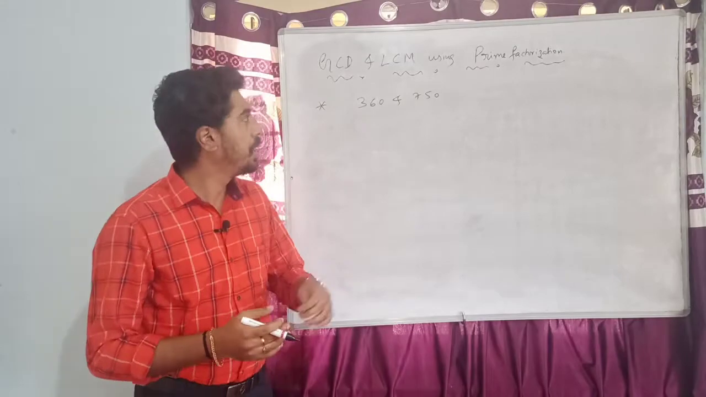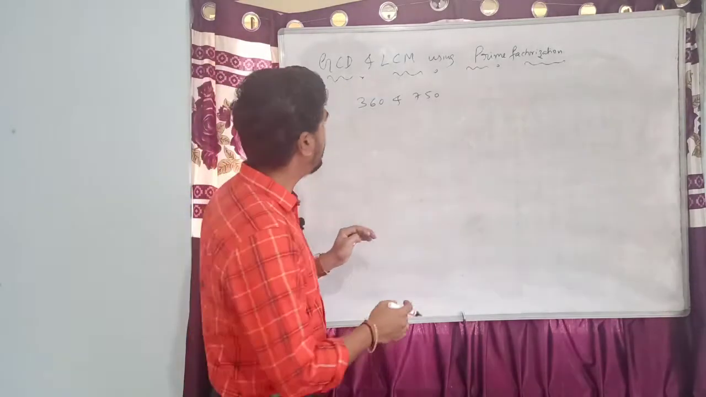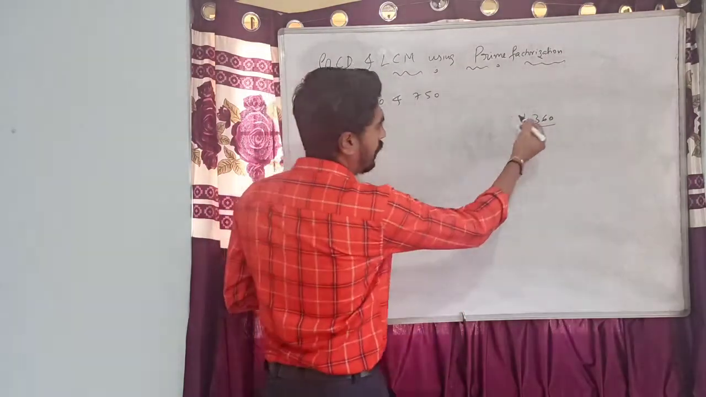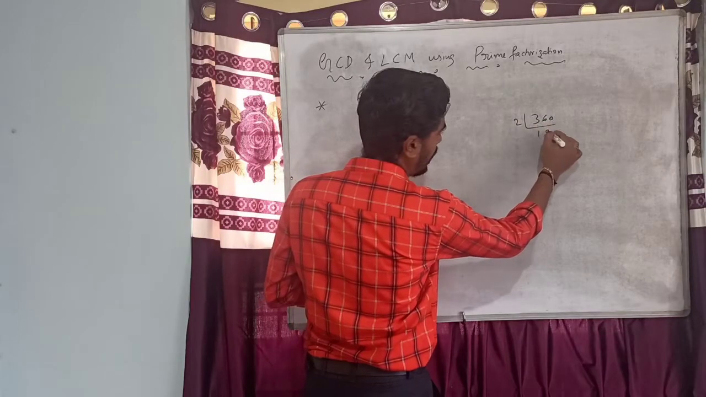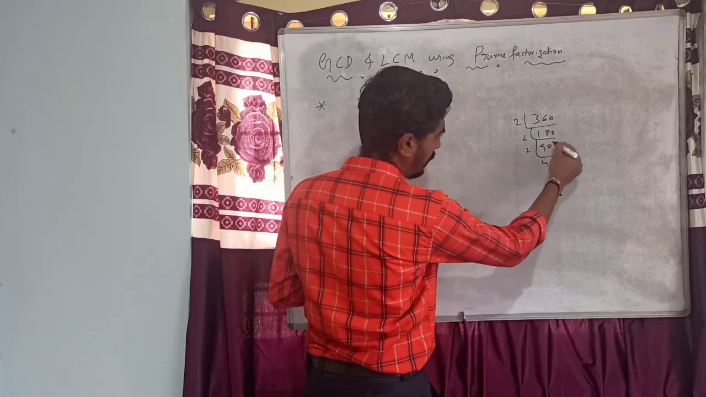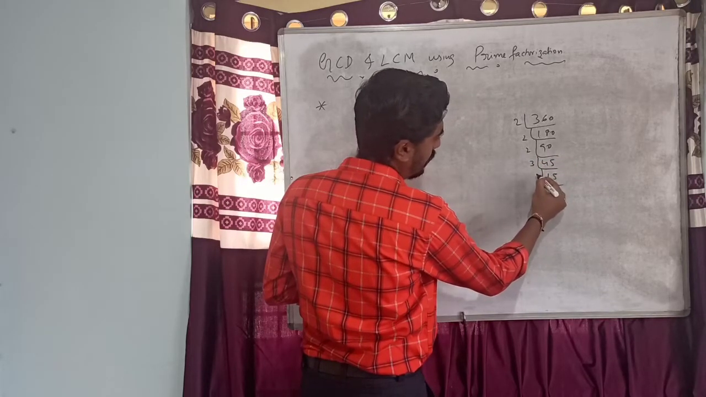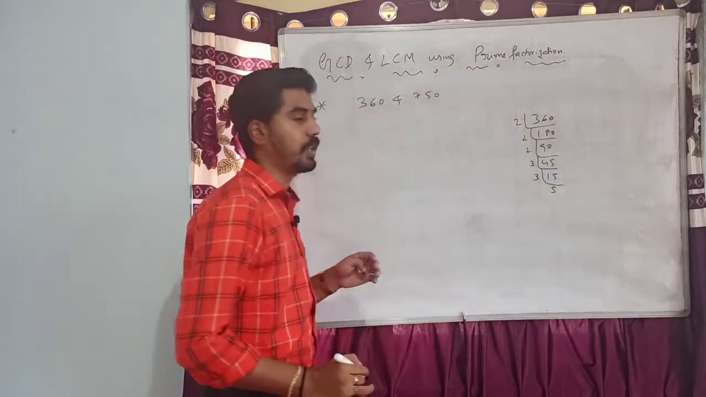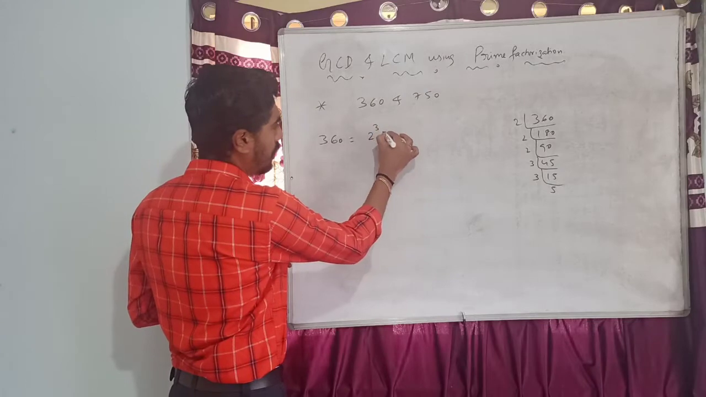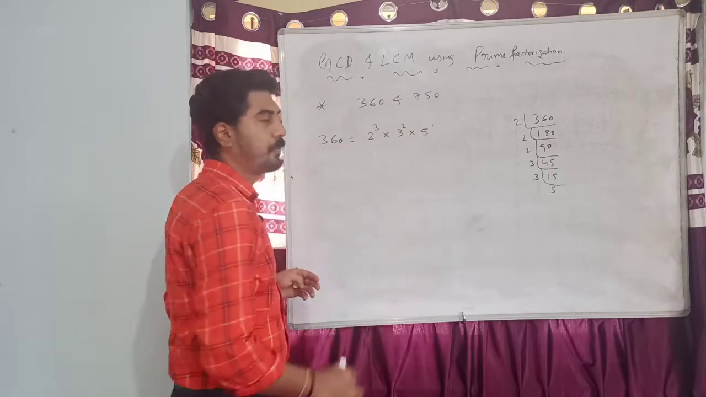First, let us find the GCD and LCM of 360 and 750. Let me factorize 360 as a product of prime numbers. This is divisible by 2, so 2 into 180 is 360, 2 into 90 is 180, 2 into 45 is 90, 3 into 15 is 45, 3 into 5 is 15. Okay. So 360 is equal to 2 cube into 3 square into 5 to the power of 1.